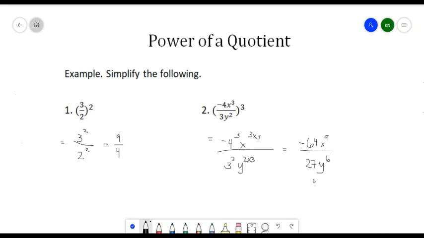But as you can see, they have different variables, so meaning to say we cannot perform any other simplification for this one. So that gives us the final answer, negative 64, x raised to 9, and 27, y raised to 6. But if you can still simplify the constant, you can. There's no limit to that.